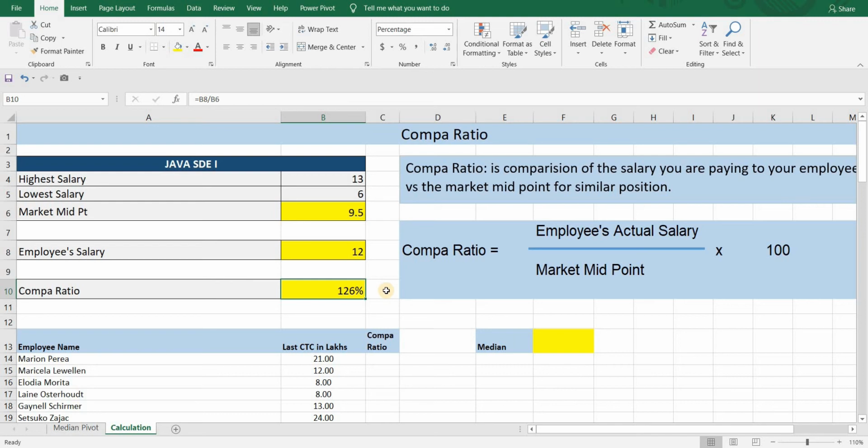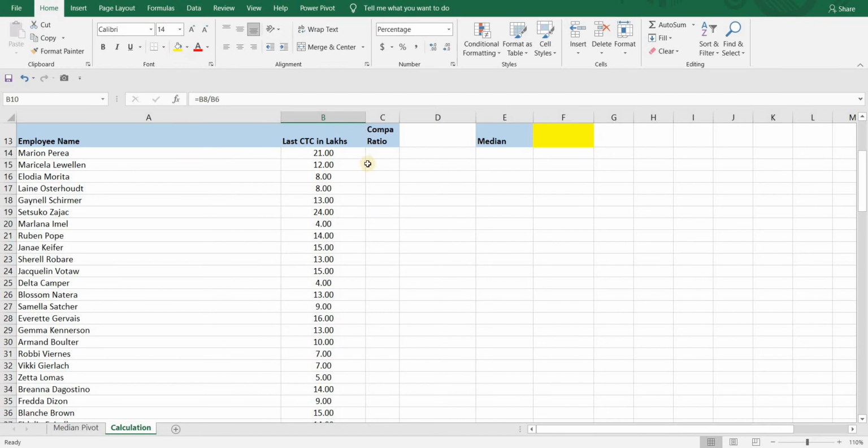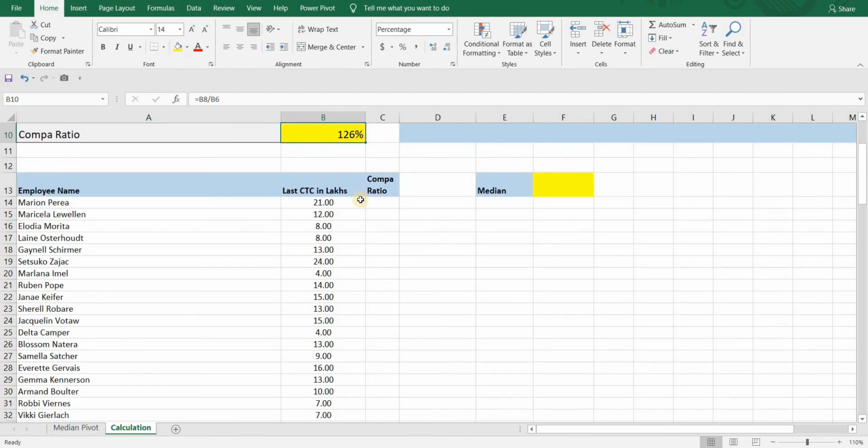However, to understand parity within the team, compa ratio can also be calculated using organization's internal ranges. Let's look at how you can do that. Below, I have random data of employees. Let's assume all of them have similar role, which is SD1 for Java skill.